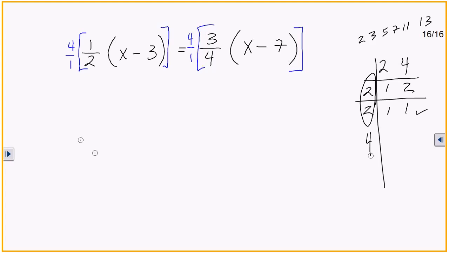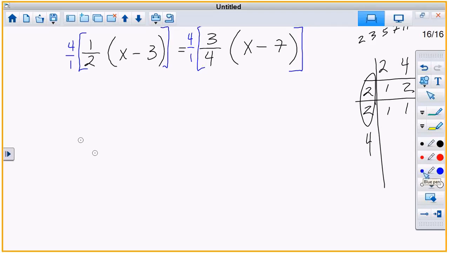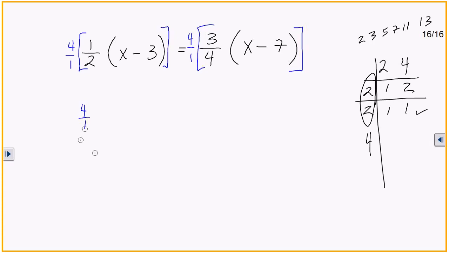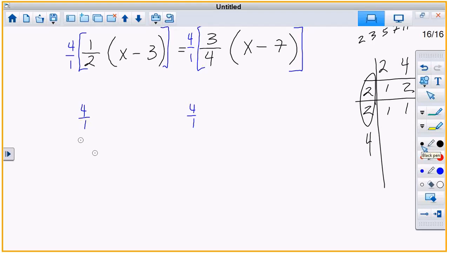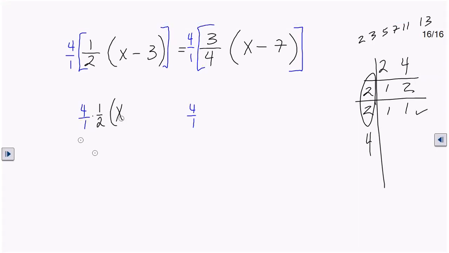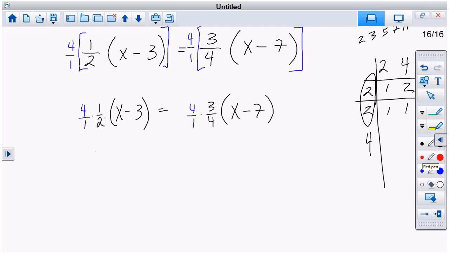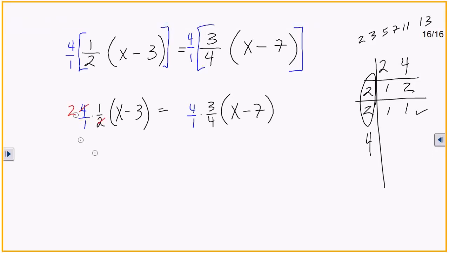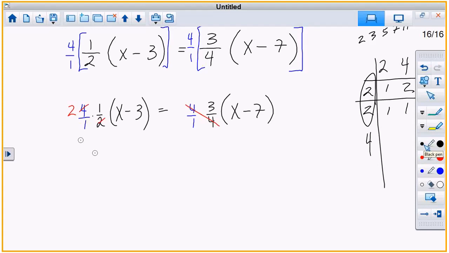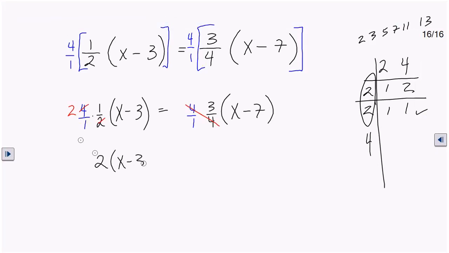Now I'm going to put a baby step in here for you. 4 over 1 and 4 over 1. And then I'm going to put the other problem, times 1 half x minus 3 equals times 3 fourths times x minus 7. And if you notice, you're going to cancel the 2 and the 4, and that leaves the 2 here. And those are going to cancel, which leaves a 3. So now we've got a distributive law problem. 2 times x minus 3 is equal to 3 times x minus 7.